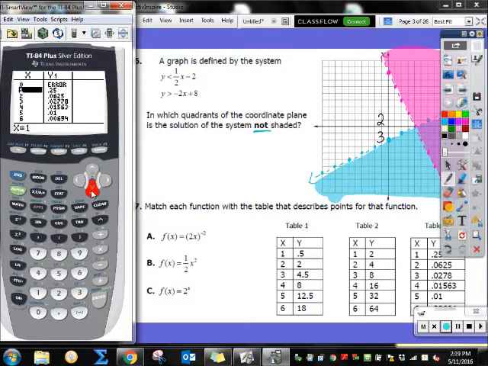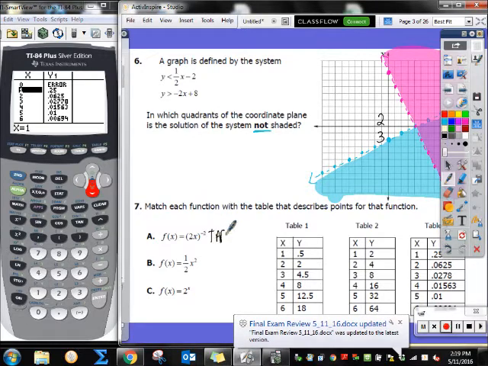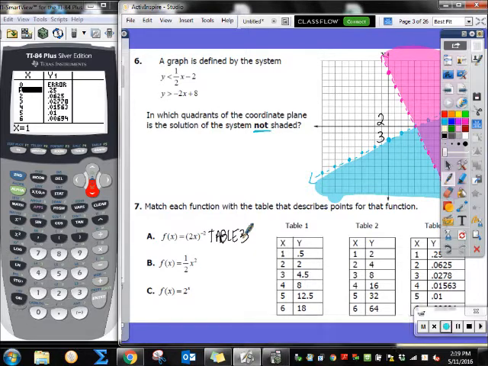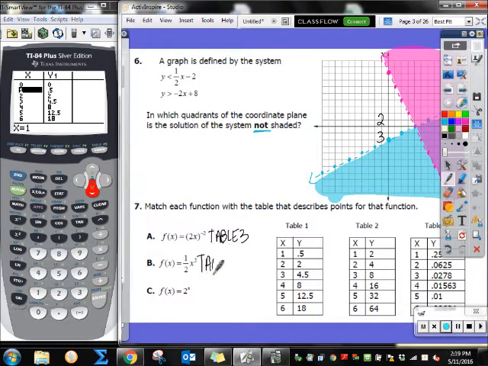So 1.25, so it has to be table 3. Then if we do 1/2 x squared, go back to y equals 1/2 x squared. Look back at the table. 1.5, so I know that has to be table 1. And then that leaves table 2 for C. And you can always double check that last one just to make sure.